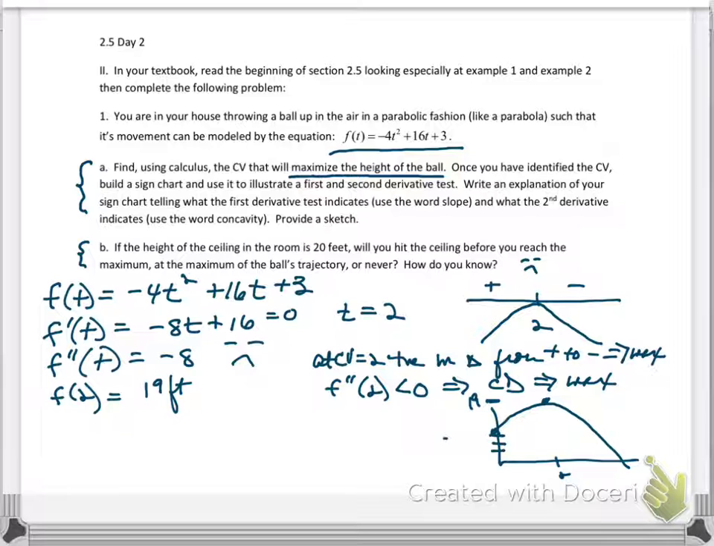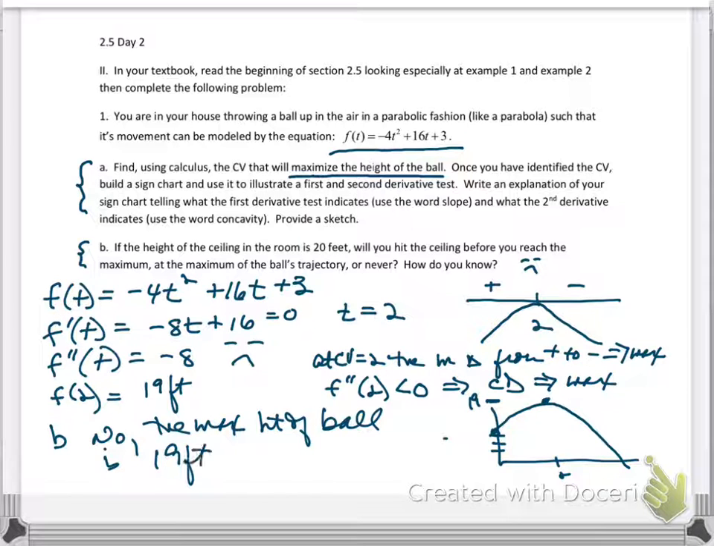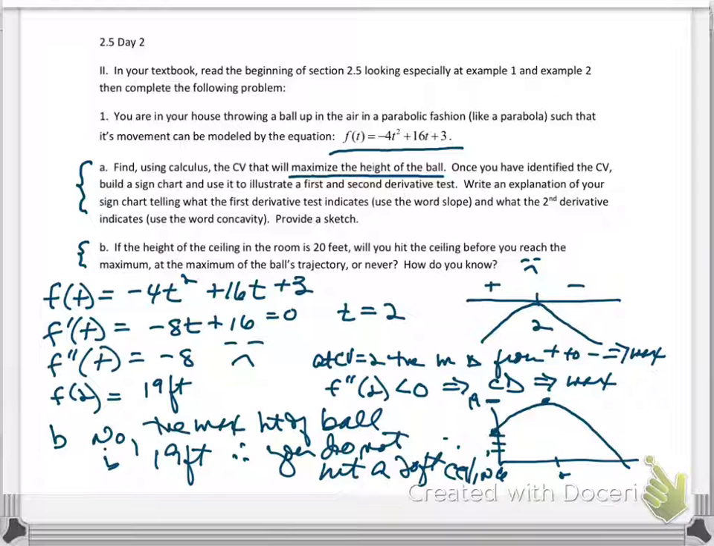So now, if the height of the ceiling in the room is 20 feet, will you hit the ceiling? So you're never going to hit the ceiling, right? Because 19 is the highest you ever get to. So the answer is no. The max height of the ball is 19 feet, and therefore you do not hit a 20-foot ceiling. Okay, so that was a pretty practical example of a maximization.